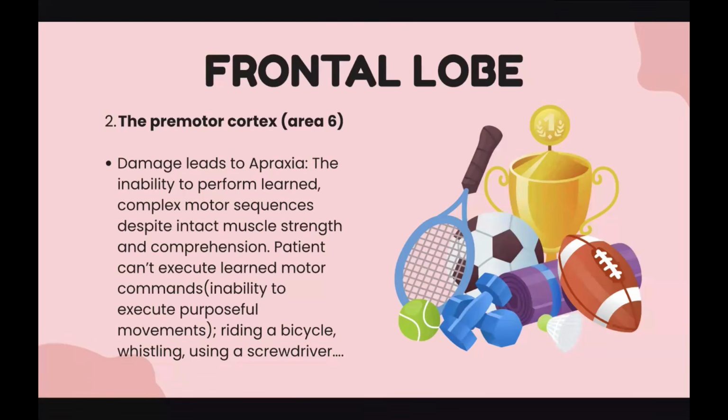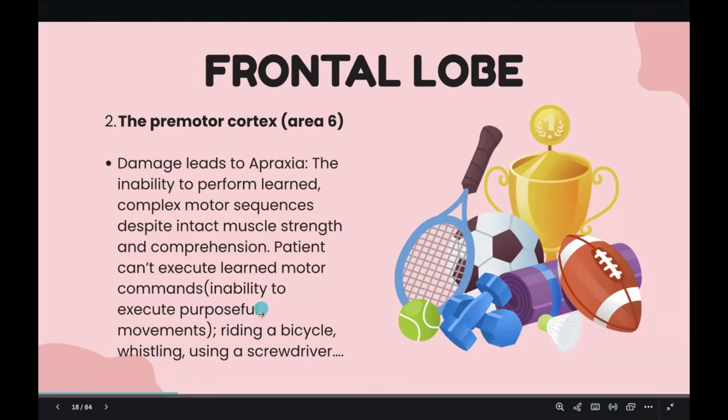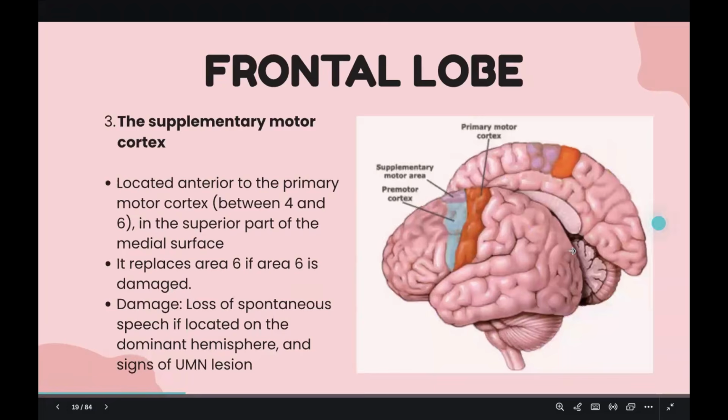So let's say they used to know how to ride a bicycle, they used to know how to play tennis and different types of sports, but any damage to that part of the cortex will not allow them to have that skill anymore. So for example, they wouldn't know how to use a screwdriver or a whistle.